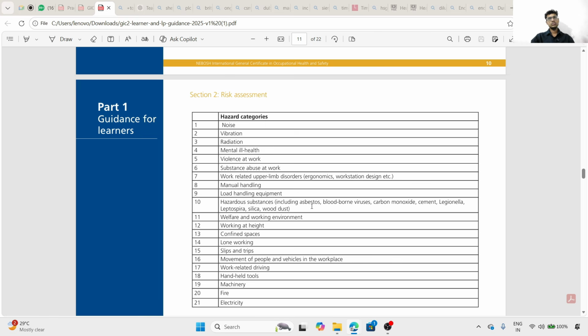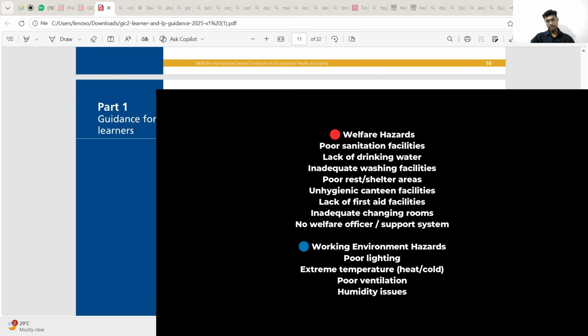Now there are a lot of controls that have been there. So blood-borne viruses, carbon monoxide, cement, legionella, leptospira, silica, wood dust. So these all things we know we can find in the industries. So dust, we know different types of dust we are facing. So that is also a danger. That is a hazard. Then welfare and working environment.